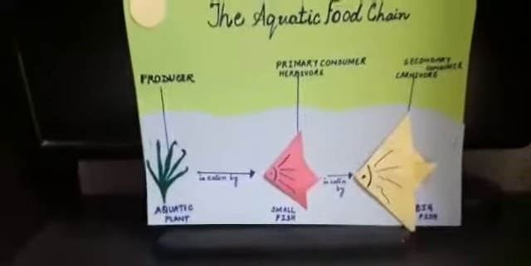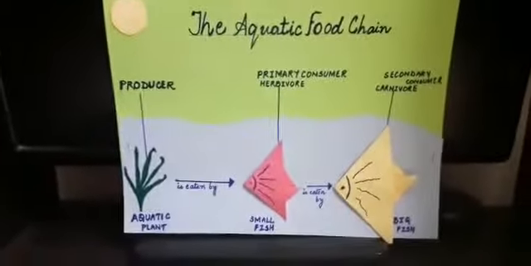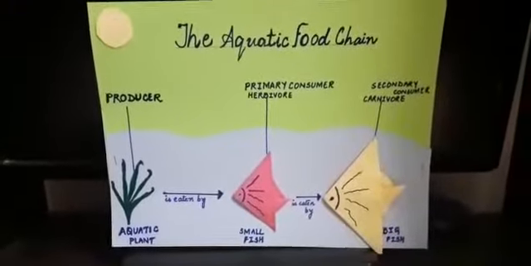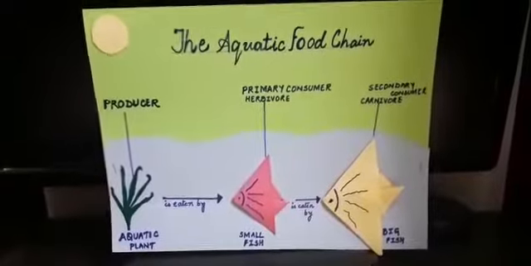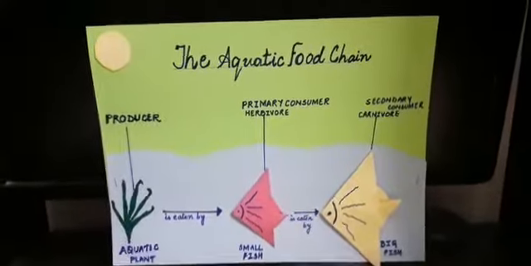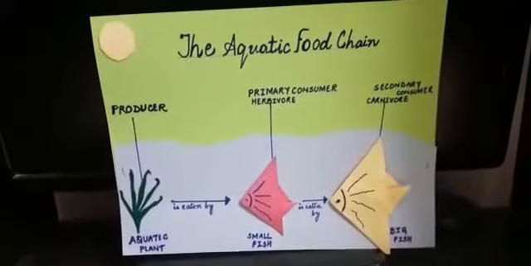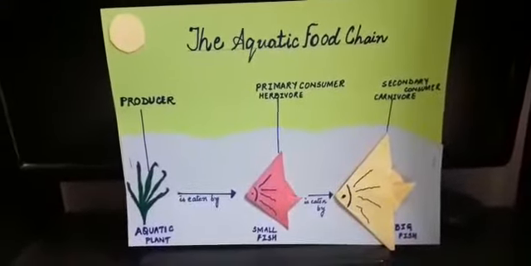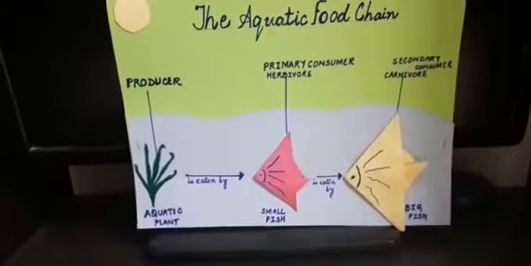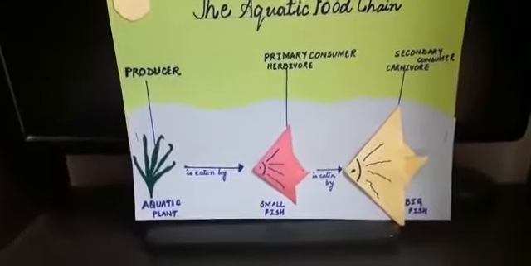Now, today we are going to learn about food chain. Now, the first question that comes to your mind is what is food chain? The food chain describes the feeding relationships between living organisms. That is, it shows who eats whom for what. It shows how each living thing gets its food.